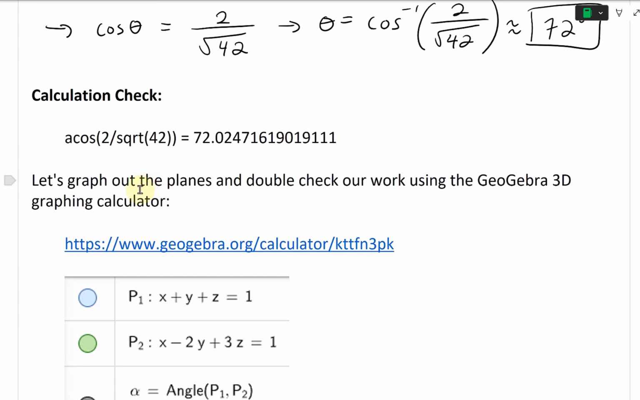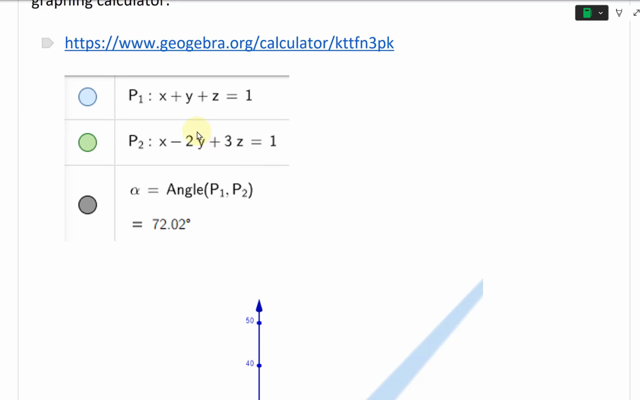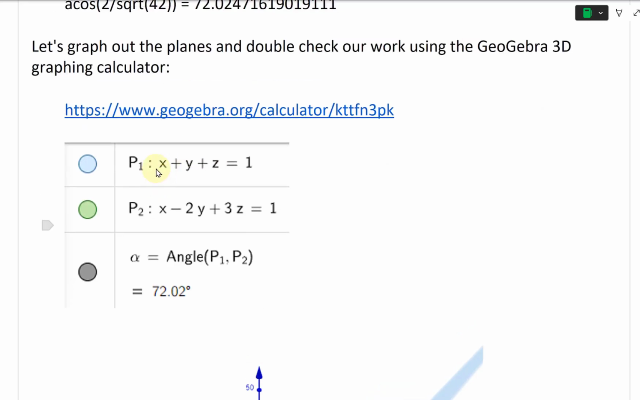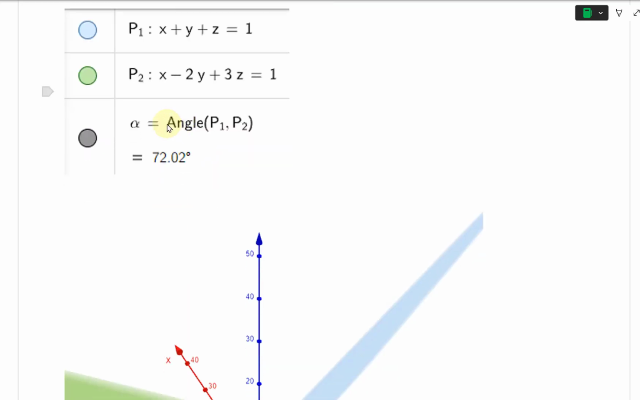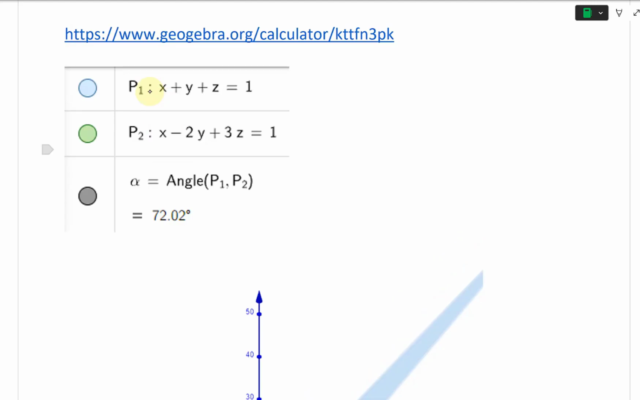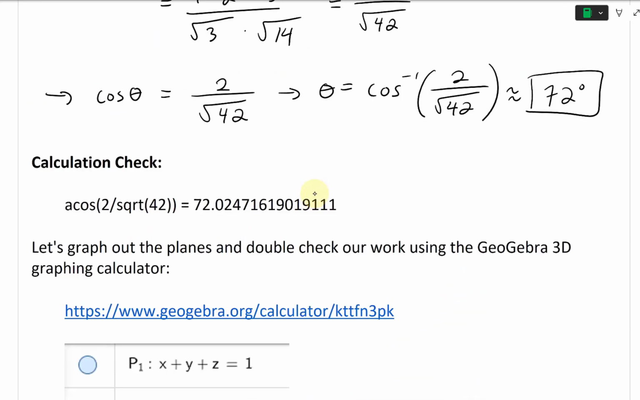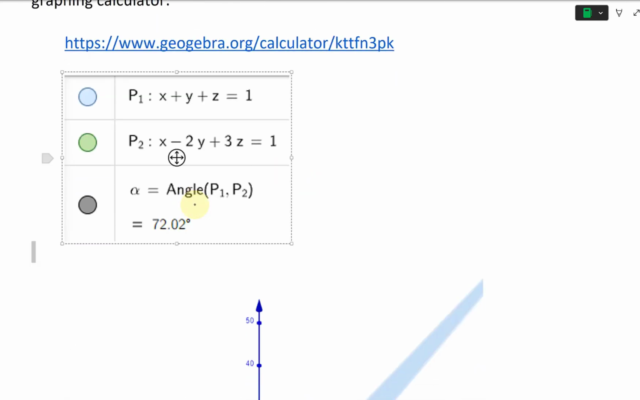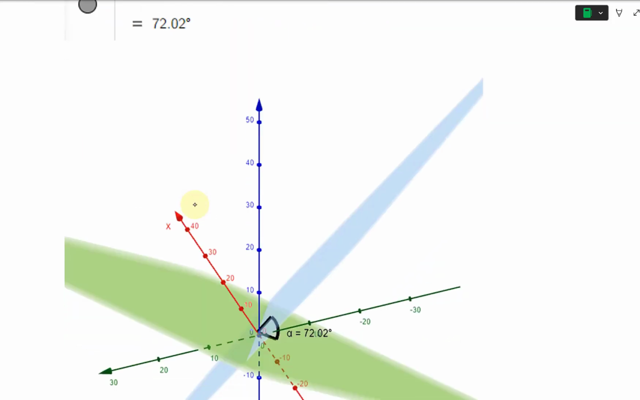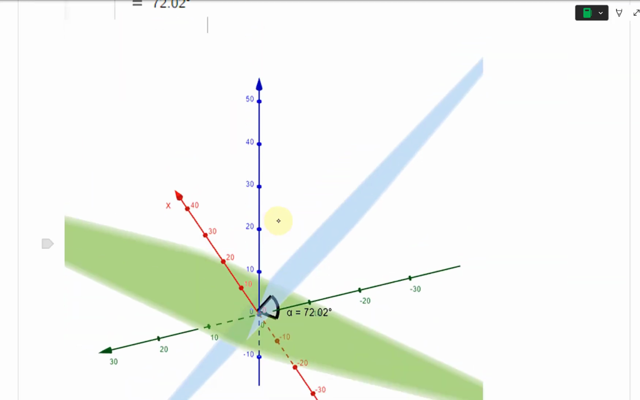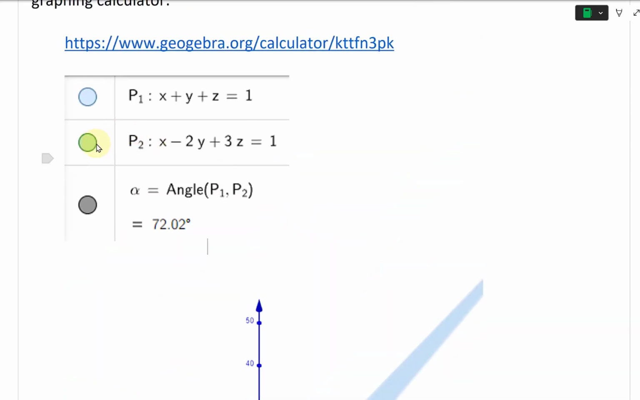Epic stuff. And now let's graph out the planes and double check our work using the GeoGebra 3D graphing calculator as always. So here's the first plane, P1, x plus y plus z equals 1. Then P2, x minus 2y plus 3z equals 1. And then what we could do is also calculate the angle directly using GeoGebra. So the angle of the planes P1, P2 is 72.02. Absolutely remarkable stuff here. And here's the graph of it. So there's the plane, and there's the other plane like that. The green is plane 2.